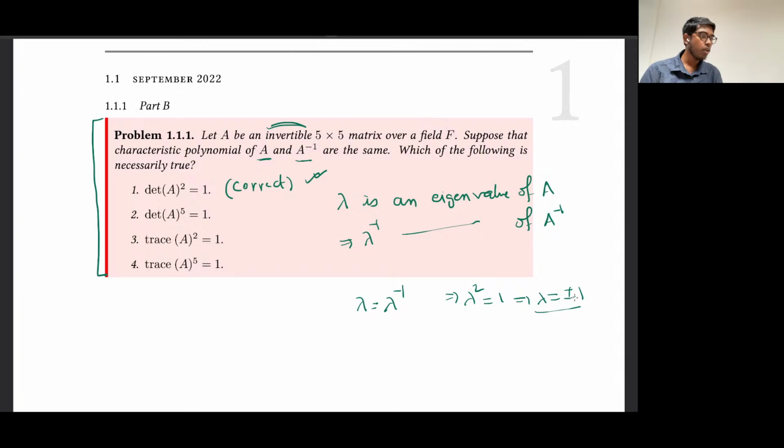Okay. So therefore, that's why the determinant and trace we can find out. Okay. So see, determinant of A to the power 5 is 1, it is given. So that is of course not true, because if we construct the matrix, let's say minus 1, 1, 1, 1, 1, okay, this is my A. Then this is itself the inverse.